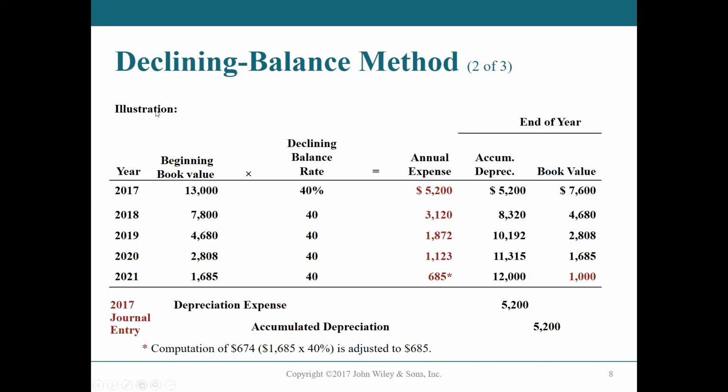So for declining balance, we don't subtract anything from the cost. Correct, we use the book value. We don't subtract the salvage value. So what we do is we take whatever the straight line rate would be and we double it. That's the first step. You'll see that they have their rate here as 40%.